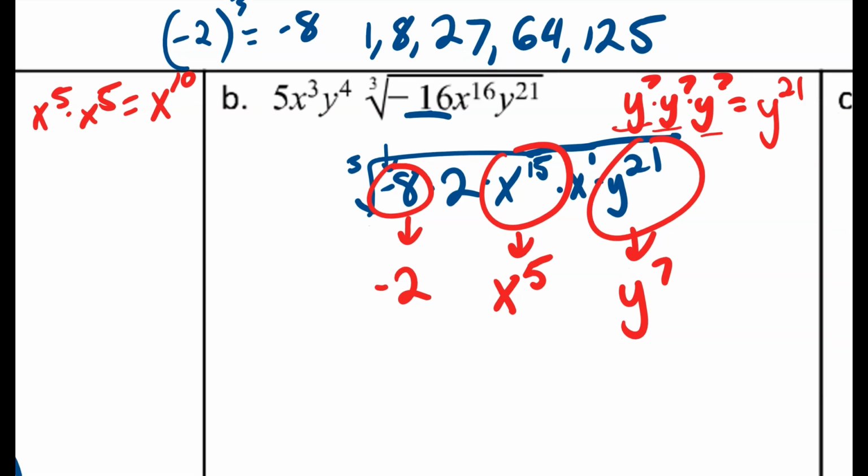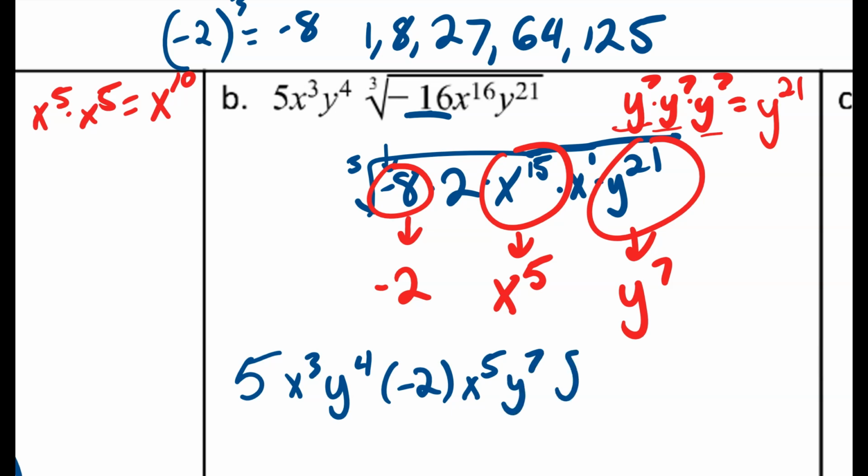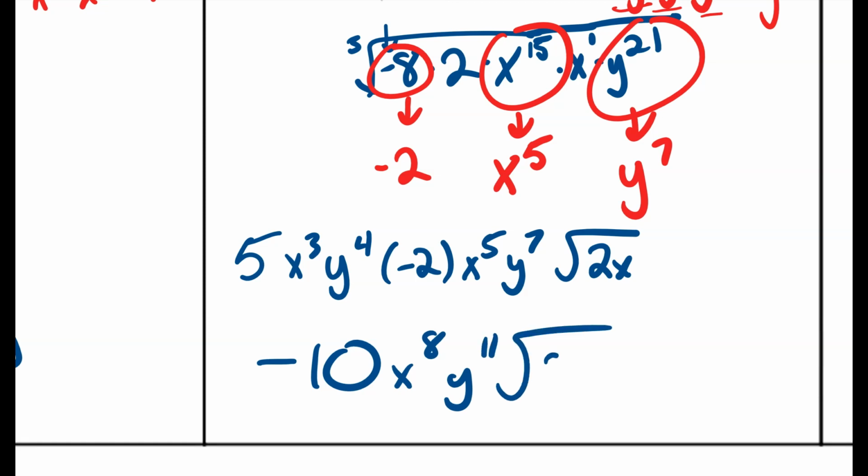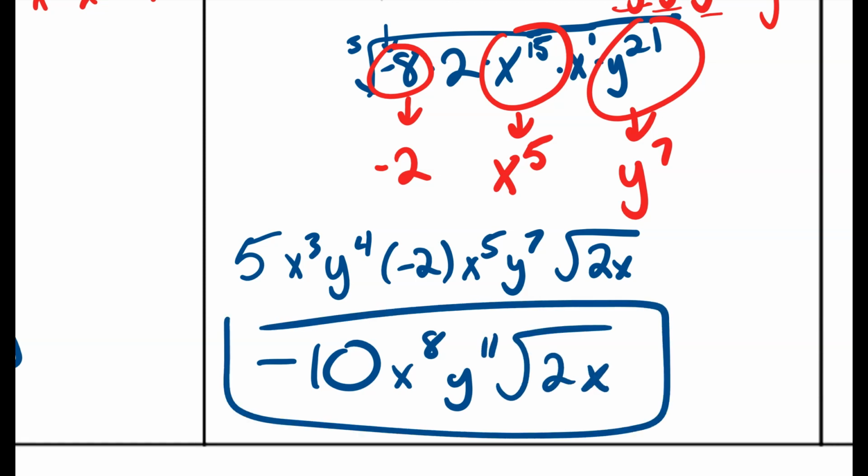So, again, I'm going to bring those out. You don't have to show the step. I'm just showing it for sake of argument here. Times negative 2 times x to the 5th times y to the 7th. And I still have a 2 and an x under the radical. And when I end up multiplying everything out, I get negative 10, x to the 8th, y to the 11th, times the cube root of 2x. So don't forget to keep writing that cube root down there.